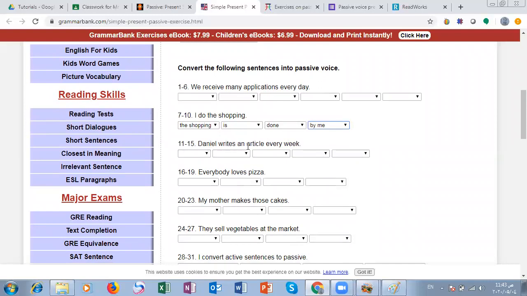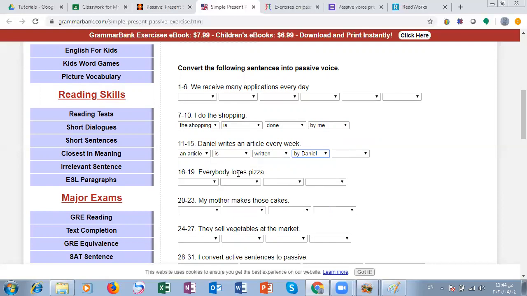Danielle writes an article every week. What is the object here? Article. So an article. What's the form of verb to be? The form of verb to be here is "is". What's the past participle? Writes or written? Written. What is the rest of the sentence? So an article is written by Danielle.